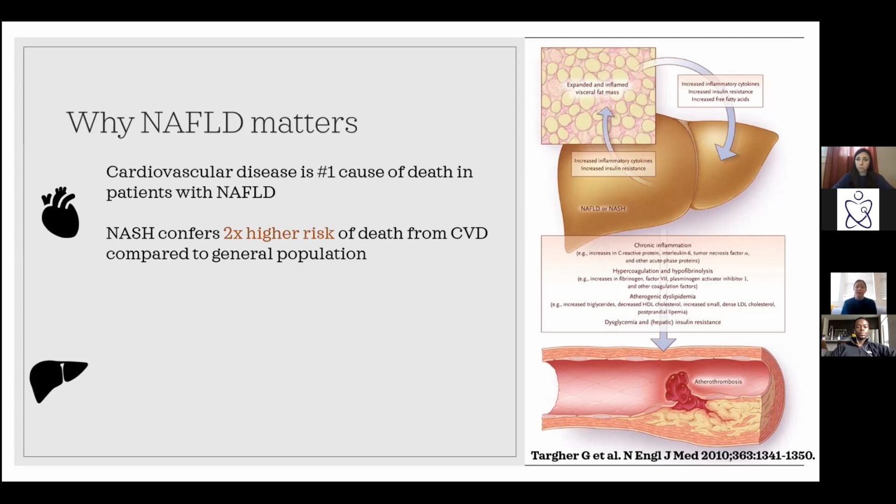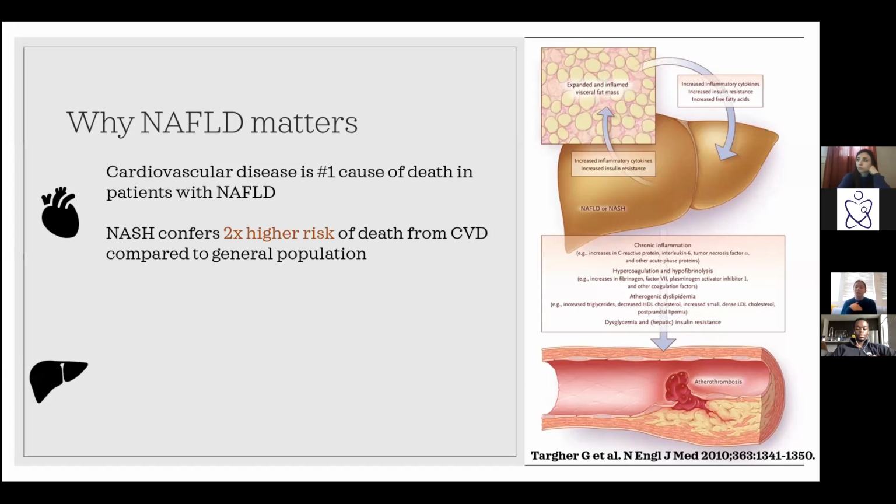And when you think about that, if you think about the risk factors for NAFLD, a lot of those overlap with risk factors for cardiovascular disease, so maybe it's not that surprising. And specifically NASH, so inflammation and fibrosis, confers a 2 times higher risk of death from cardiovascular disease compared to the general population. And in fact, looking to the right in this image that's from a nice New England Journal article, there's some theory that NASH and NAFLD may be independent risk factors for cardiovascular disease in much the same way that end-stage renal disease is an independent risk factor for cardiovascular disease.